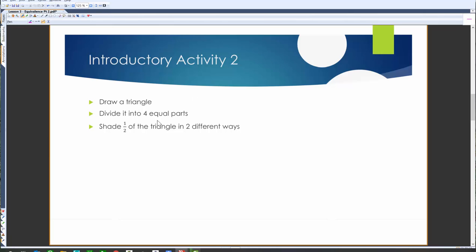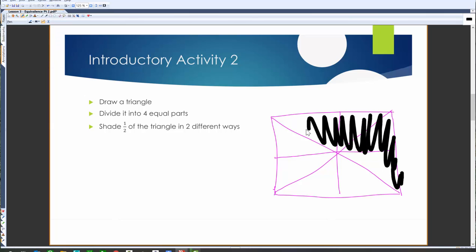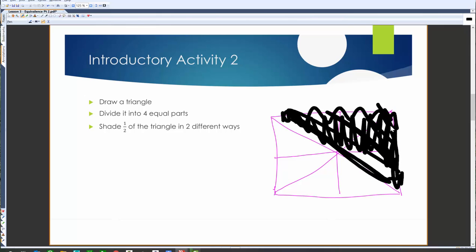Draw a triangle, divided into 4 equal parts. Easiest way probably to do this is to not draw a triangle, but instead draw a rectangle. There's my triangle. All right, and then what we're going to do is just black out this part here. We don't need it. Okay, and there is our triangle. So grab a rubber or whatever you need to and keep this 4-part triangle.